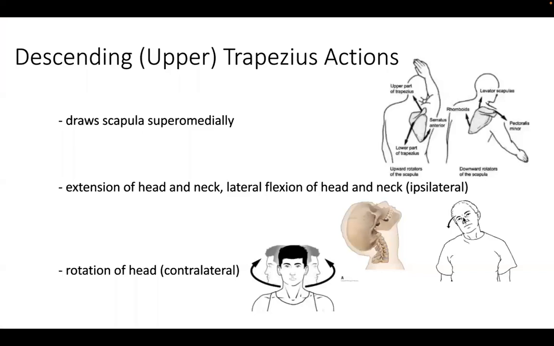All right, some actions for the descending or upper trapezius. It draws the scapula supermedially. It's an extension of the head and neck, which means lateral flexion of the head and neck. It also helps with the rotation of the head.